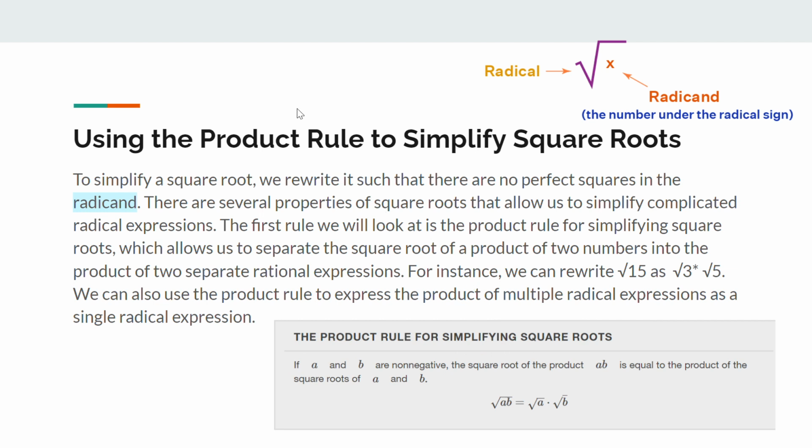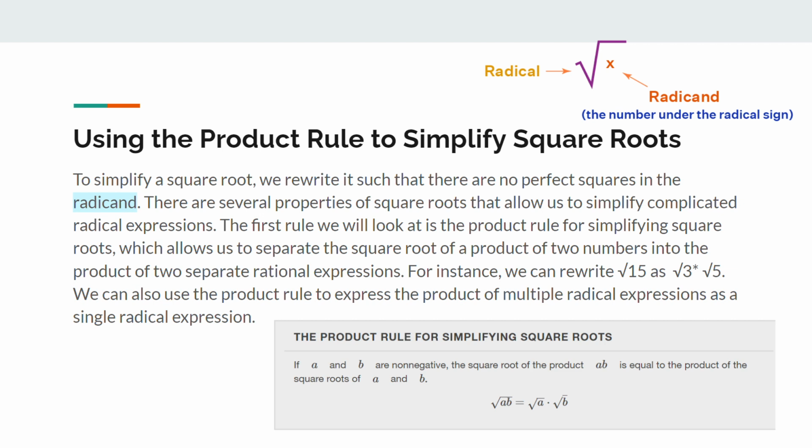Next topic, using the product rule to simplify square roots. To simplify a square root, we rewrite it such that there are no perfect squares in the radicand. There are several properties of square roots that allow us to simplify complicated radical expressions. The first rule we'll look at is the product rule for simplifying square roots, which allows us to separate the square root of a product of two numbers into the product of two separate radical expressions.